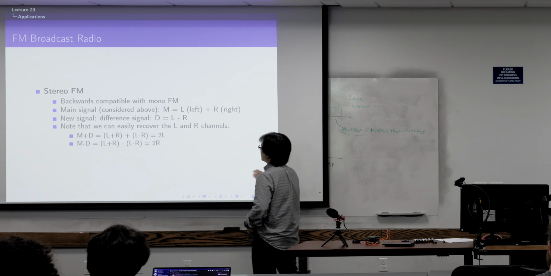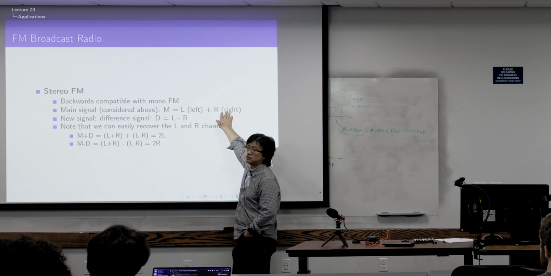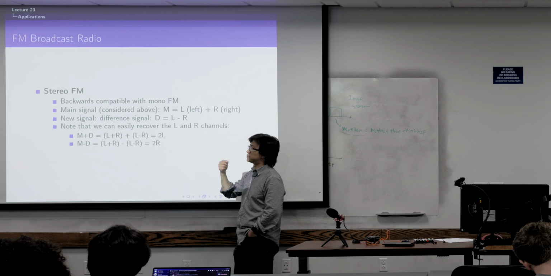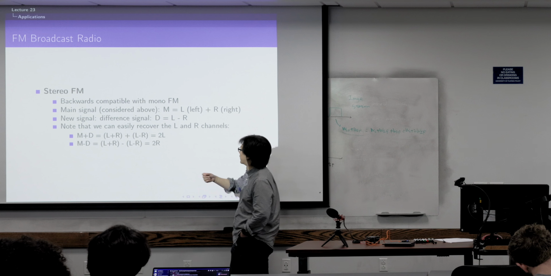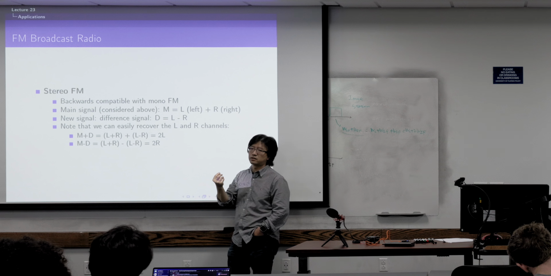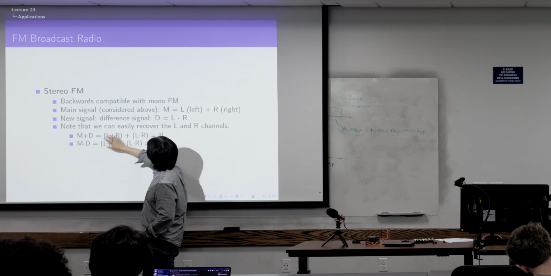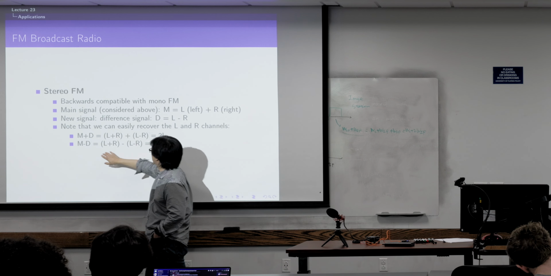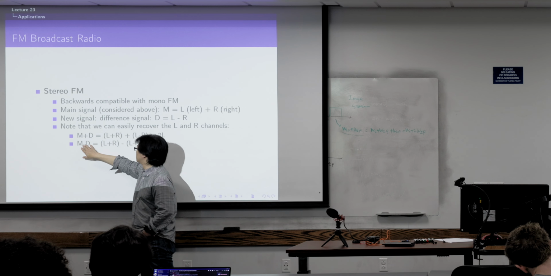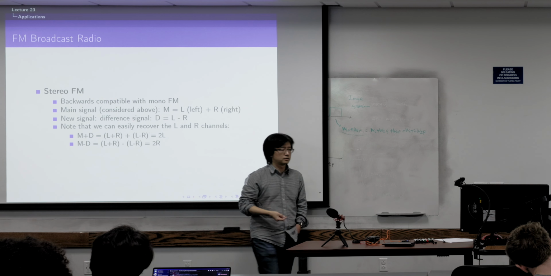So basically, how we do this is that we add the left and the right together. That's the mono part. And the stereo part is the difference between them, and we use L minus R here. To recover the stereo signal at the end, we just need to use this. We know M, we know D. We just use M plus D to get the left ear, and M minus D to get the right ear. Okay, and that's how it works.